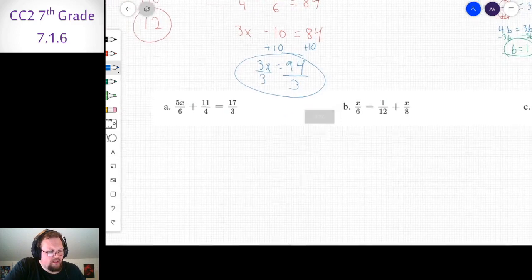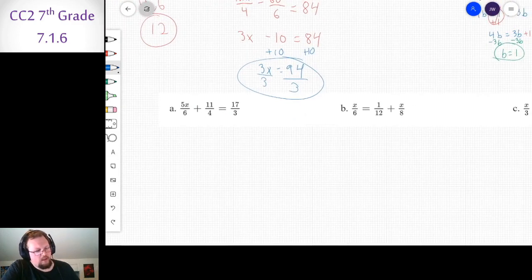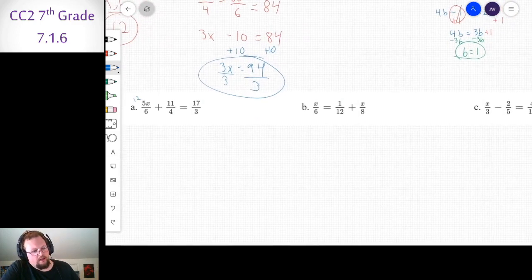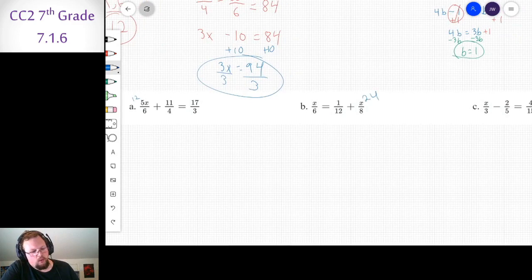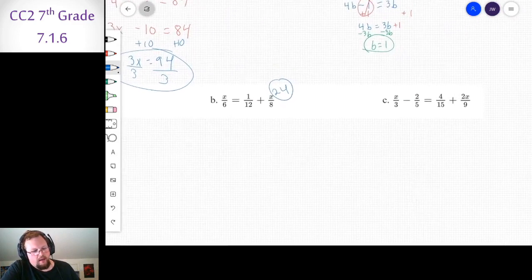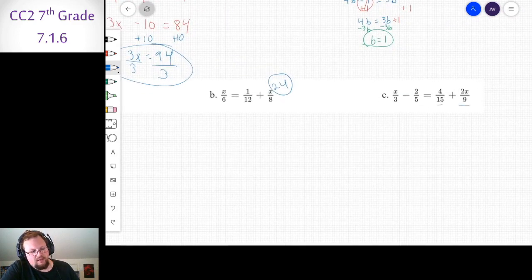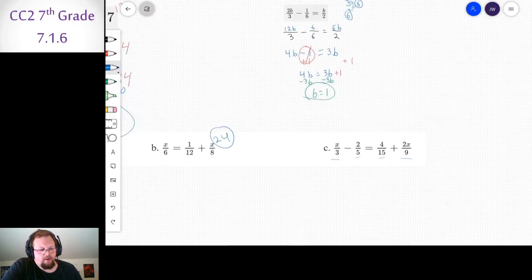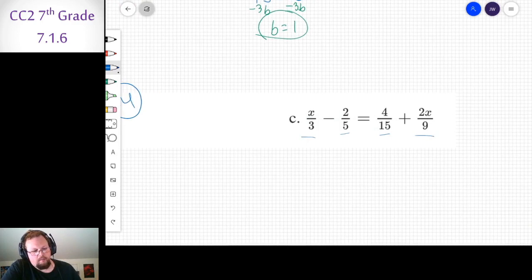So for the rest of these, I'd like you to try this. This first one is going to be 12 again. This next one will be 24 that you'll multiply by. And this last one has 9, 15, 5, and 3. And that one's going to be a little bit tougher, but I want you to do that by multiplying everything by 45. That's going to be the least common multiple for those.